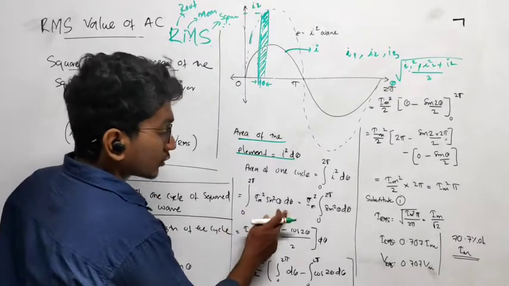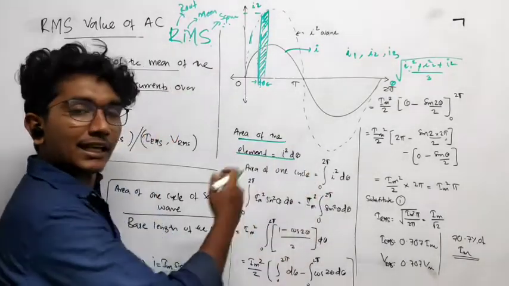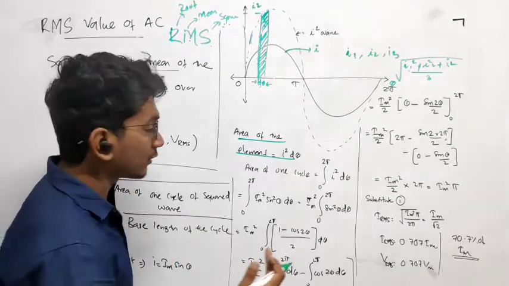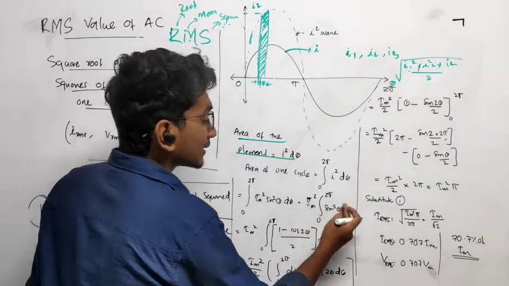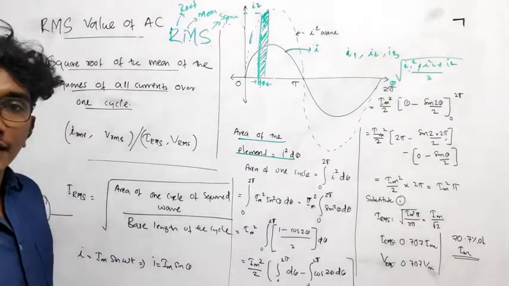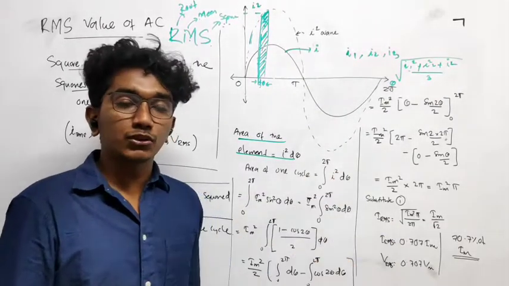So Im square into sin square theta. Im square you can take outside, since it is a constant value, integral 0 to 2 pi sin square theta d theta. Now, how do you integrate sin square theta?